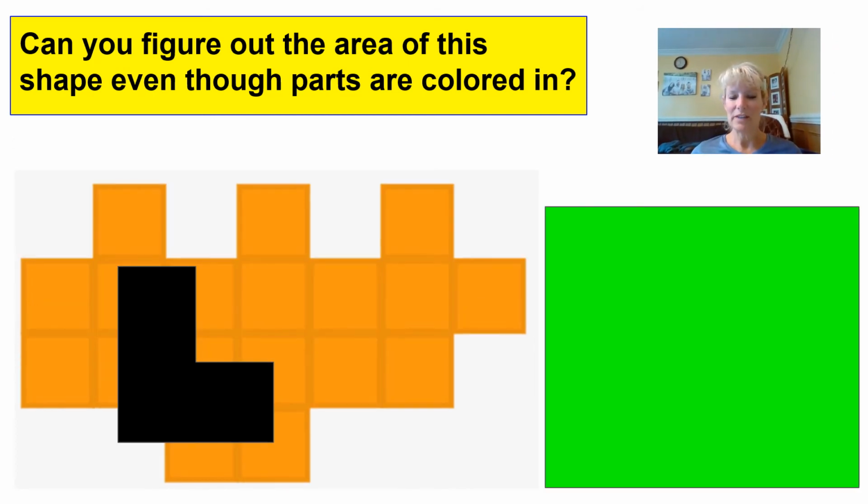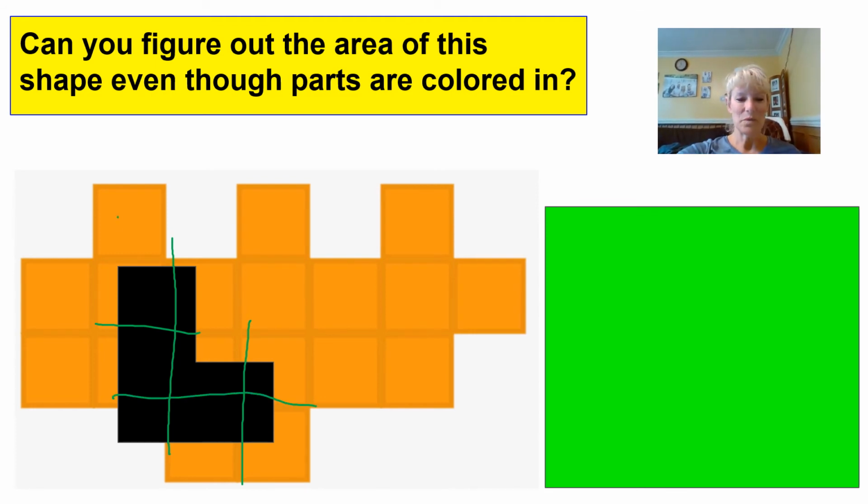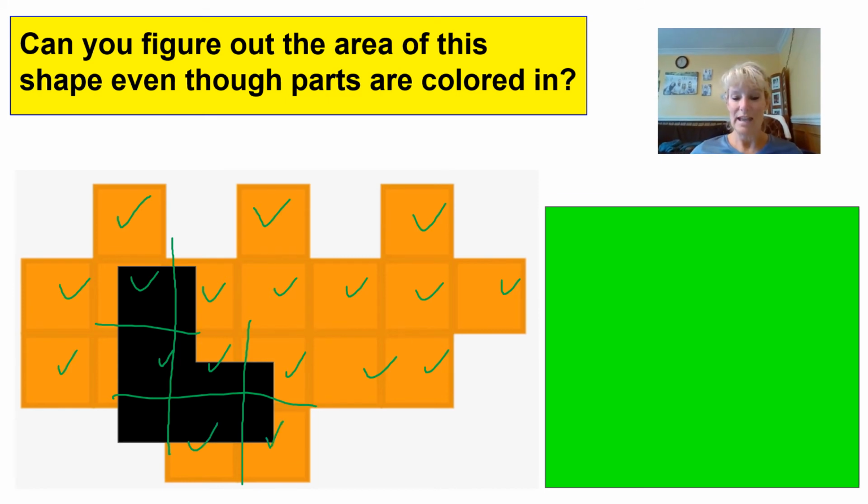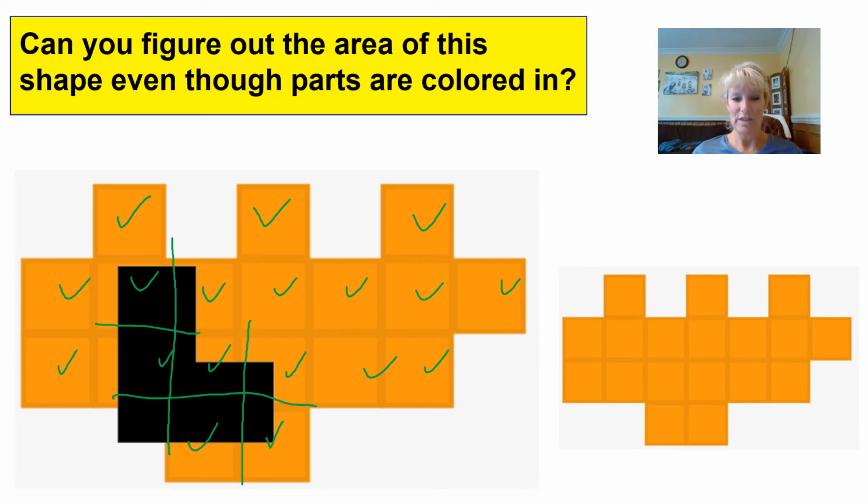All right, my next one, I have another tricky little black space there hiding some of them. Okay, if you can see, you have got just a few little missing pieces right there. So let's go ahead and count this. 1, 2, 3, 4, 5, 6, 7, 8, 9, 10, 11, 12, 13, 14, 15, 16, 17, 18. So I had 18 square units for that one.